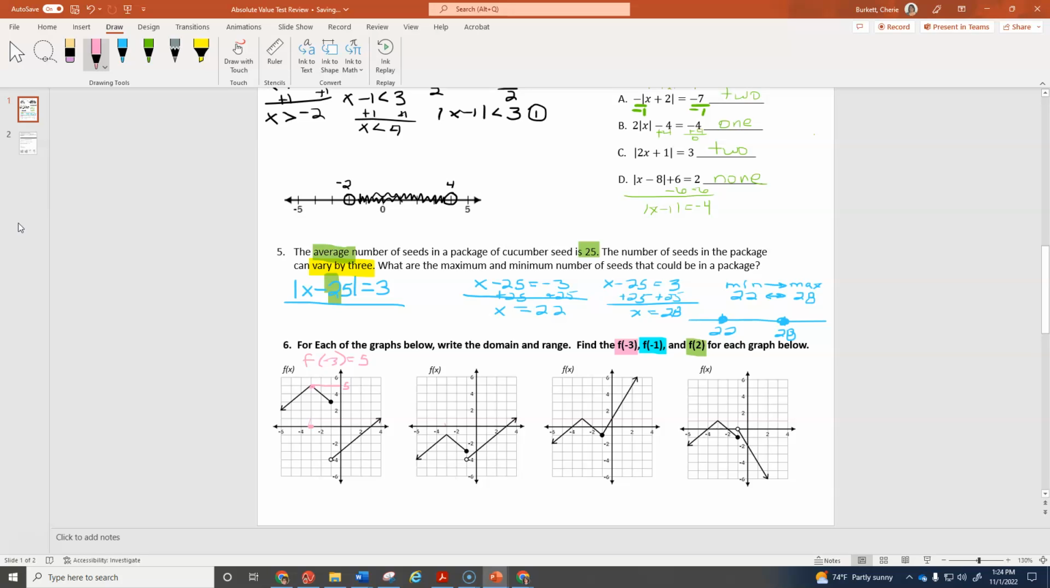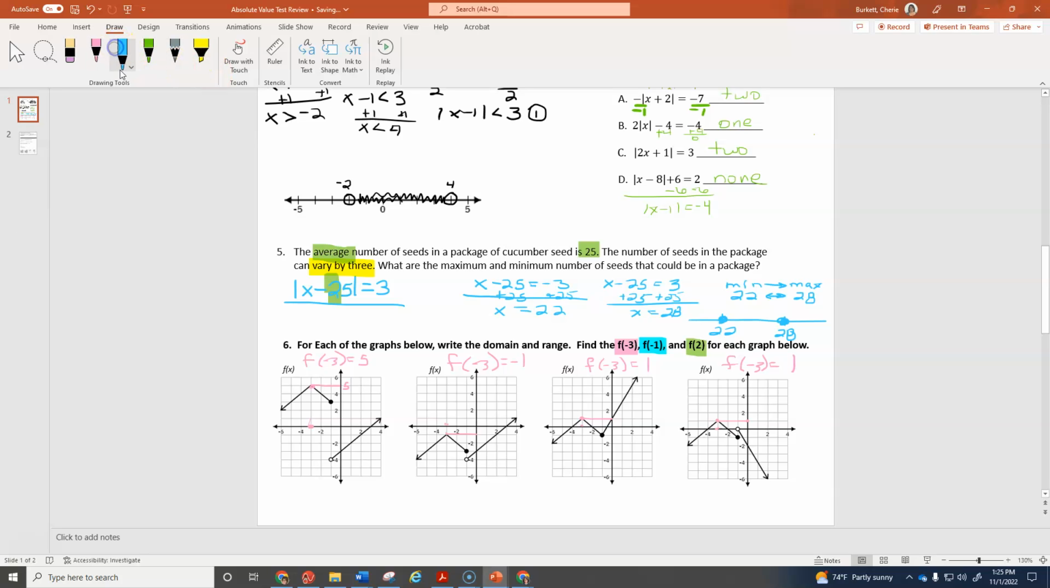F of negative 3, there's negative 3. There's my y value. That's at negative 1. So f of negative 3 is equal to negative 1. Here, f of negative 3, go to negative 3 on the x-axis. There it is. There's the y value. The y value is positive 1. And f of negative 3 is equal to, go to negative 3 on the x-axis, go up to my graph, and find the y value.